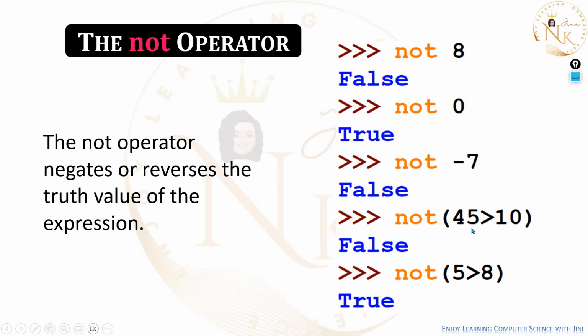Not true is false. Is 45 greater than 10? Yes, it is true. What is not true? False. Is 5 greater than 8? No, 5 is not greater than 8. So this is false. What is not false? True. So the NOT operator just negates the truth value of the expression.